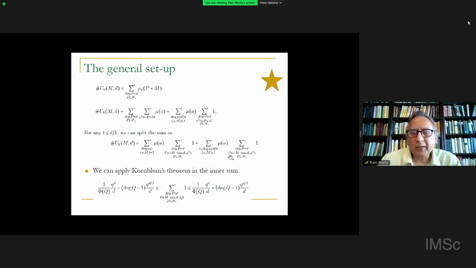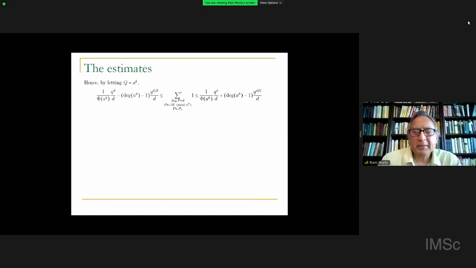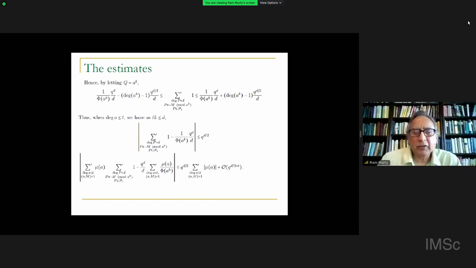And then you have to worry about the second term. The estimates come out rather neatly. I'm going to skip all the details. You understand the strategy. So you end up getting a main term and a particular error term. This is the case when the degree of A is less than or equal to T.